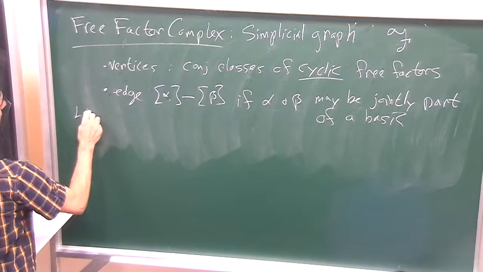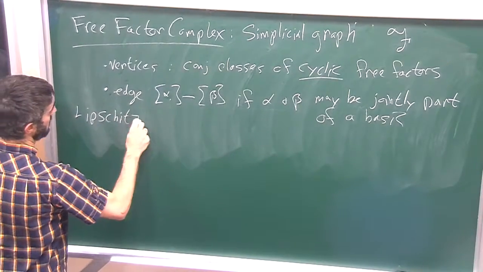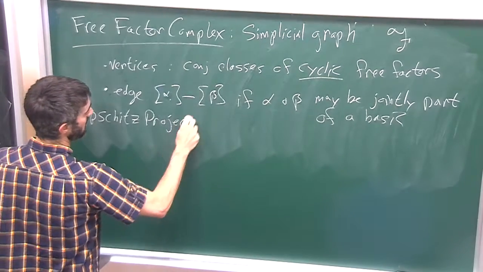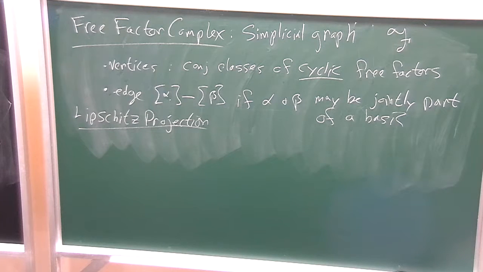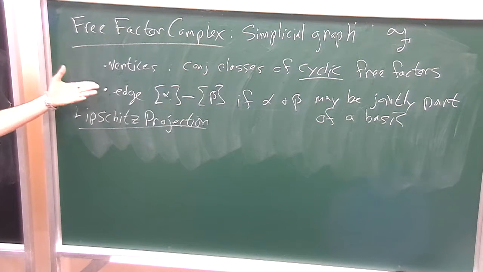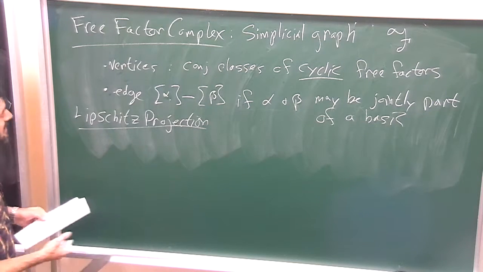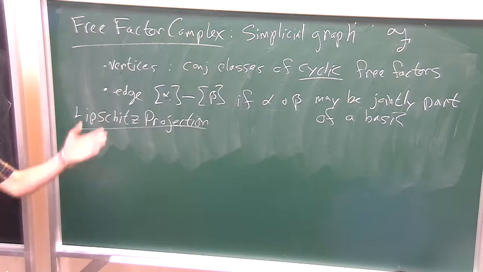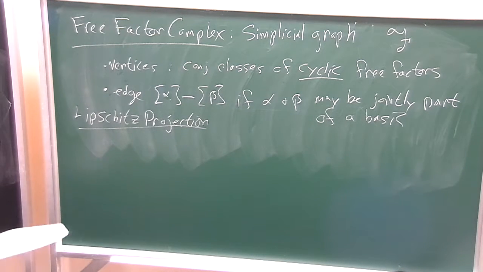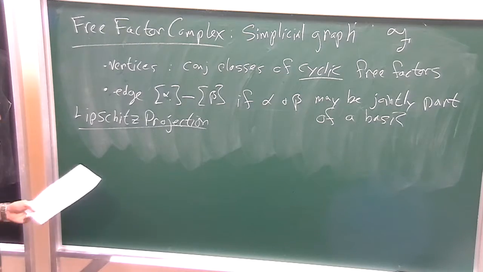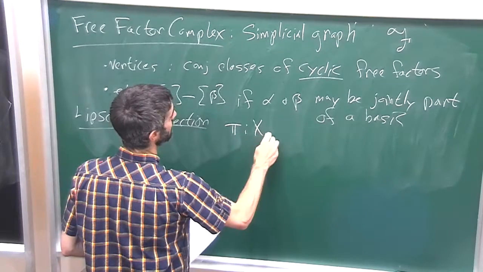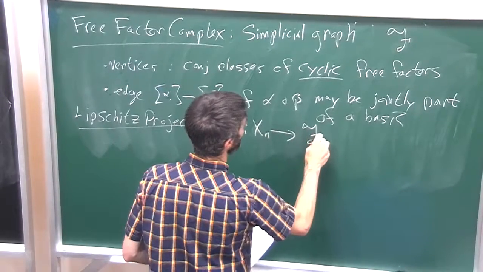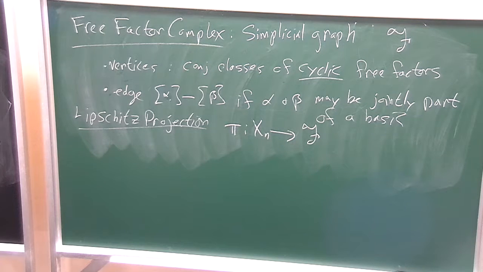OK, we have a Lipschitz projection. Oh, but maybe before I say that, in the analogy with mapping class groups, this is like playing the role of the curve complex, which we've heard some things about. There are kind of many competing analogs of the curve complex, and this is one of them. OK, there are other ones. But this is the one we're going to use. All right, so I have a Lipschitz projection, which I'll just call pi, from outer space to the free factor complex. OK, so how does this go?